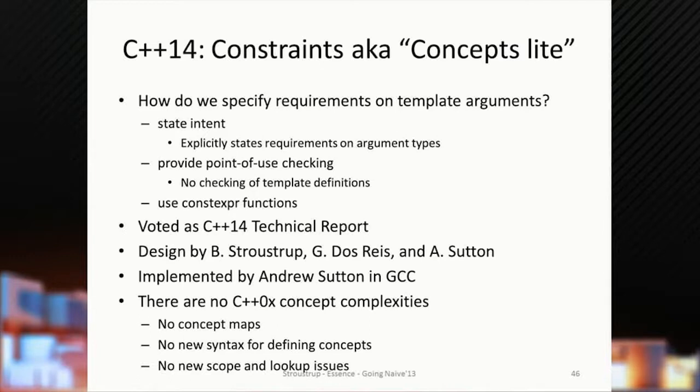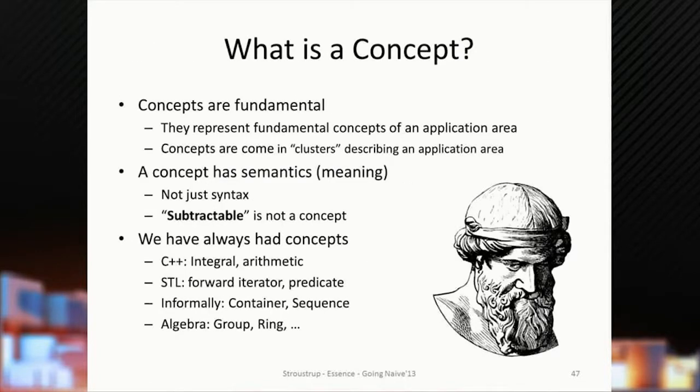And basically, for those of you who have lived through the horrors of the C++0x concepts, there are no concept maps, there is no new syntax, and there are no scope and lookup issues. The specification is very much simpler. So the first thing we have to ask ourselves when working on this is, what is a concept?